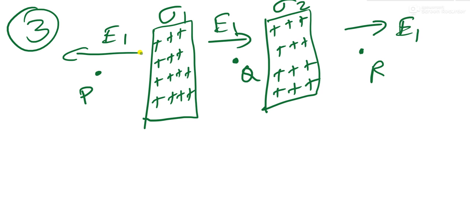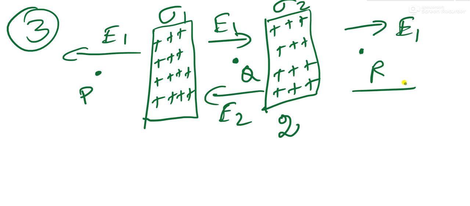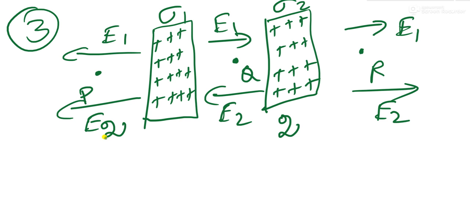Because of plate 1, E1 will be outwards. Because of plate 2, E2 also will be outwards. From plus, the electric field will always be outwards. First, at the point P, we are measuring E net.